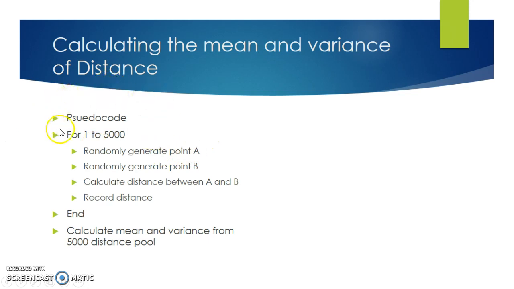To do this, we just do some pseudocode. For 1 to 5,000, we randomly generate point A, randomly generate point B. This is generating x1, y1, x2, y2, calculating the distance between A and B. That's just using the distance formula, and recording the distance. After we do this, we can use the mean function and the variance function to find the distance.